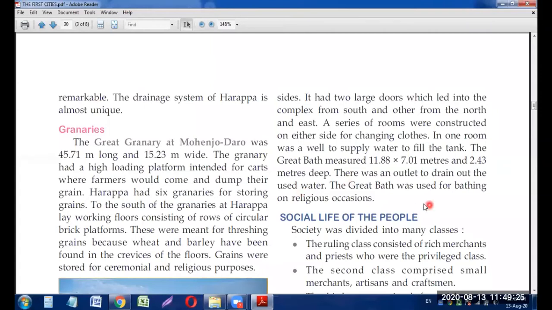The great bath was used for bathing and religious occasions. Now what is the use of the great bath? They were not using that great bath every time. They were just using that great bath on religious occasions, that is, in festivals or religious occasions like Holi, different types of festivals they might be enjoying. So they were only using the great bath on religious occasions, because a large crowd can take a bath at the same time in the great bath together. That's why they created such a great bath, so that everyone can take the bath at the same time, all together.